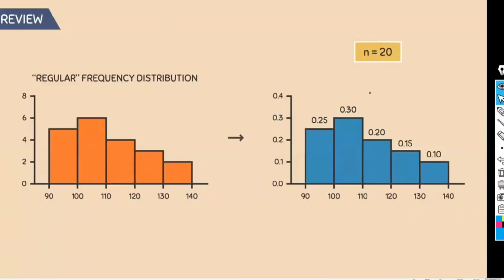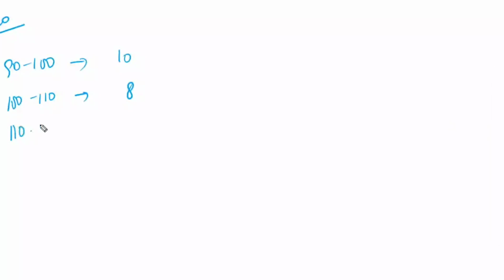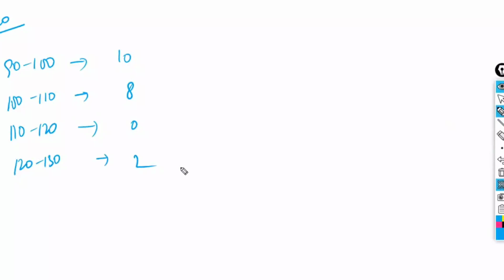Now if you see here, the sum of the probabilities is equal to 1. For example, let us take a total of 20 students. Out of which from 90 to 100, assume 10 students are there. From 100 to 110, you have 8 students. From 110 to 120, 0 students. From 120 to 130, 2 students. Out of 20, these are the counts.